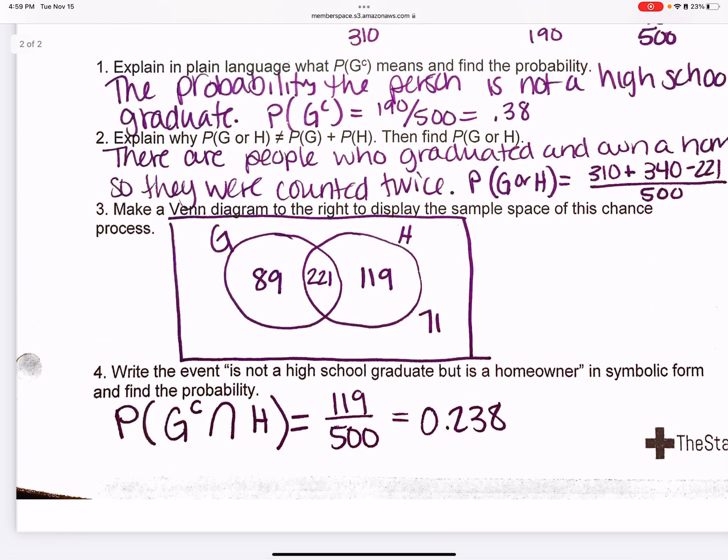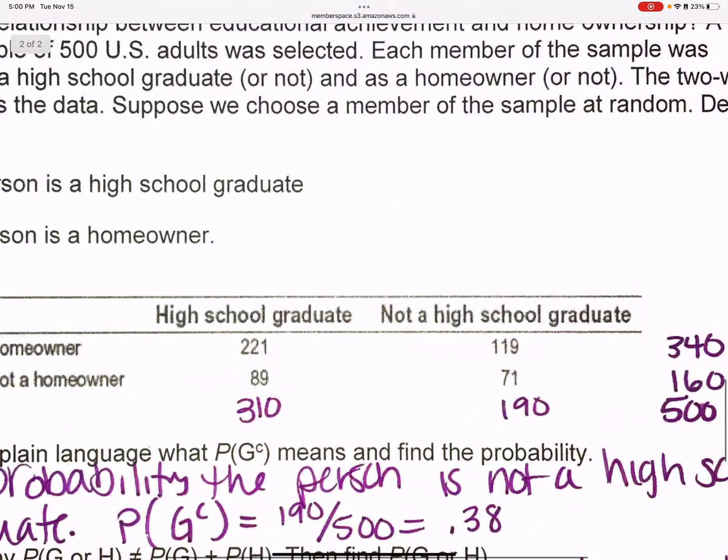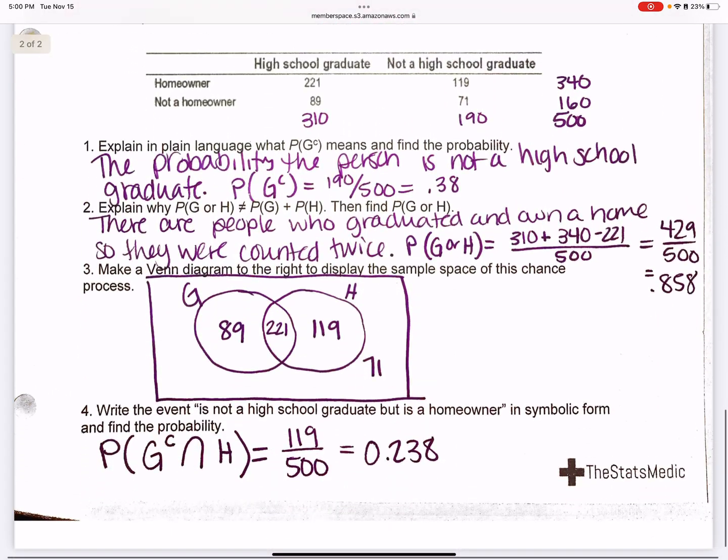The last thing says, write the event is not a high school graduate but is a homeowner. So complement of G and H. Not a high school graduate and homeowner. So that's not a high school graduate. What I would do here, I'd go, okay, and homeowner, 119 over the total of 500.